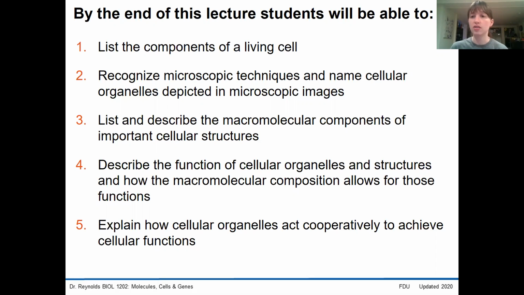We'll also list and describe the macromolecular components of important cellular structures. This is a connection to lecture 3. We'll describe the function of cellular organelles and the structures and how the macromolecular composition of those allows for their given function. And finally, we'll explain how cellular organelles act cooperatively to achieve cellular functions. This really requires you to not only work with individual components, but start to connect those components together. And this fifth ability for you is going to be something that develops over time.